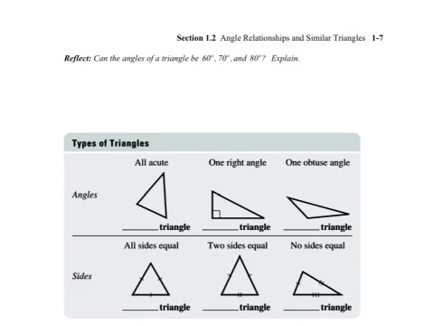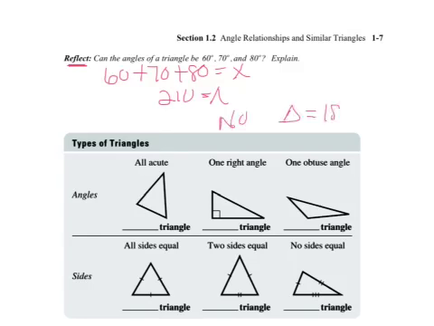The next one says, if we go to reflect right here, it says, can the angles of a triangle be 60, 70, and 80? Explain. So what we're going to do, if we add 60 plus 70 plus 80, if we add all those together, that equals my x value. Well, if I add them all together, 210 equals x. Well, can this be a triangle? No. Why not? Because a triangle has to equal 180 degrees. It cannot equal 210 degrees.